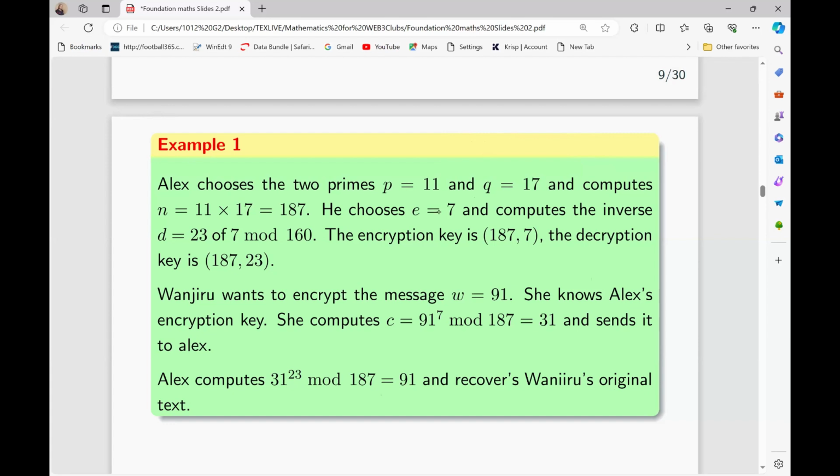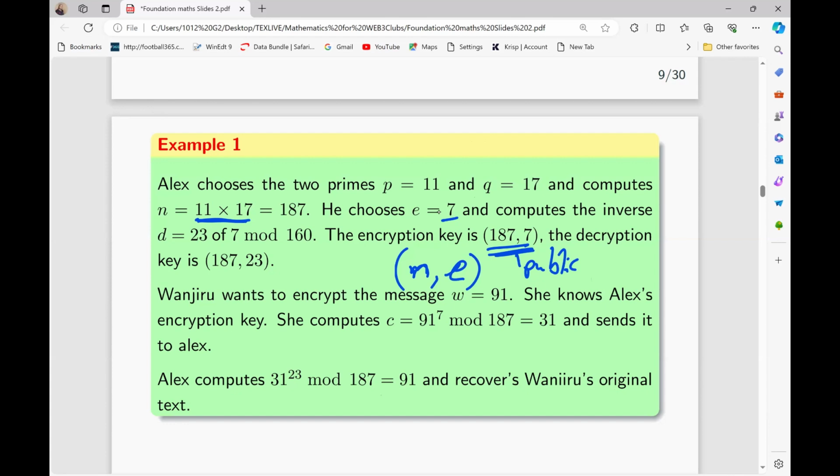So his key is now this one, the public key. That is n, the product of those two numbers, and the e. The product of those two numbers was 187, and the e is that. This is the public key. This is the key anyone who wants to send him a message would use to encrypt the message.